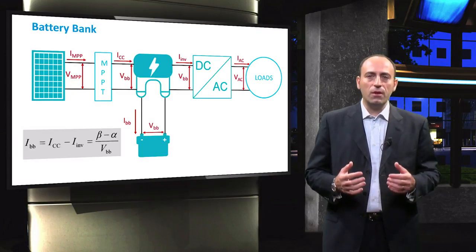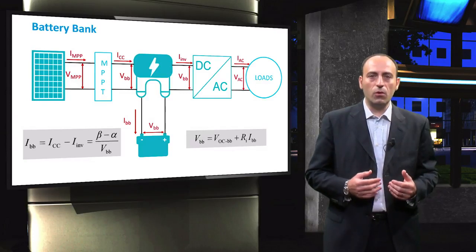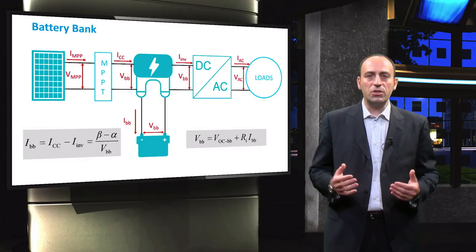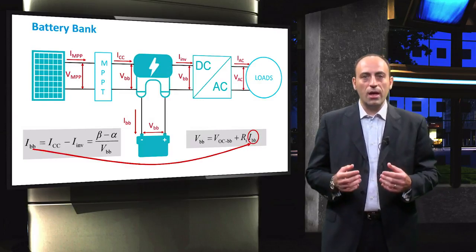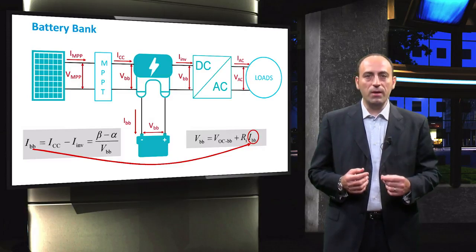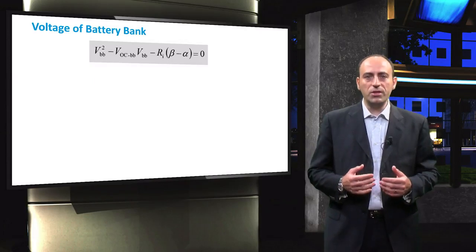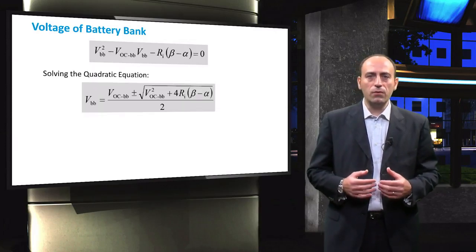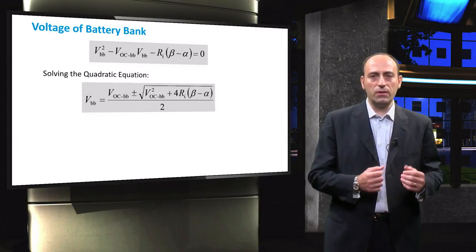As already mentioned, VBB can be written as a function of the battery bank open circuit voltage, series resistance, and its current. Thus, by substituting the obtained expression for IBB in this equation, a quadratic equation in VBB is obtained. This quadratic equation should be solved for the variable VBB. Two solutions can be obtained after solving that. Out of these two solutions, the correct one is the one using the positive sign.